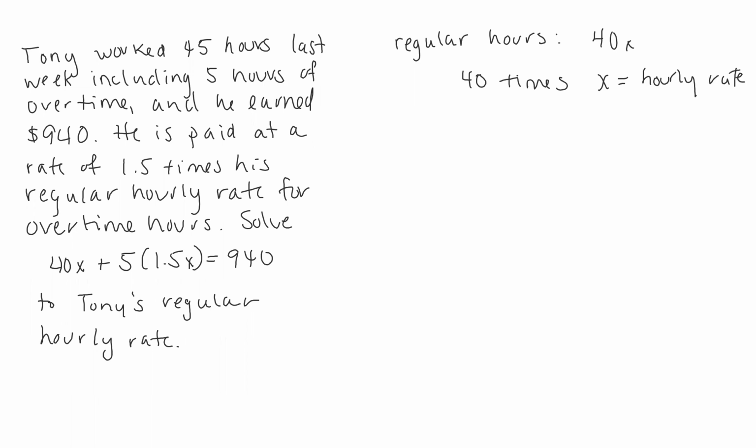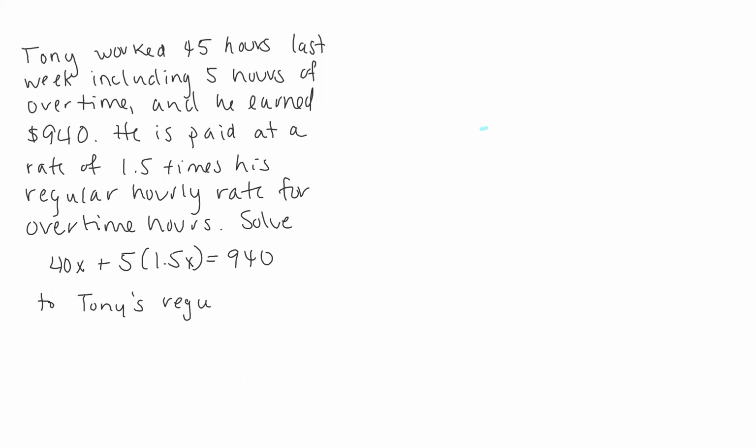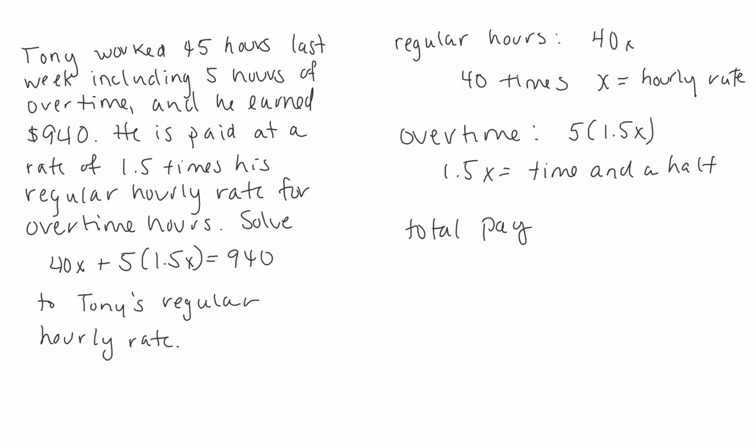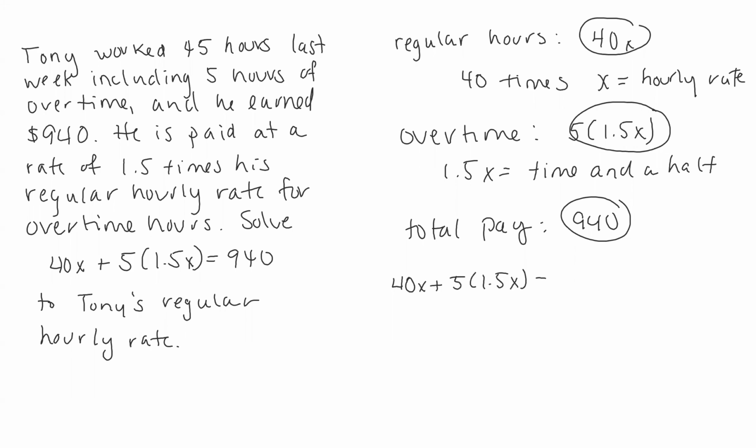Okay. Now we have overtime, which is 5 times 1.5x. 1.5x equals time and a half for 5 hours. And then we have total pay, which is 940. So if you take the regular hours plus the overtime hours and set it equal to 940, that's going to give you Tony's total paycheck. So let's see if we can figure out what x is. So we have 40x plus 5 times 1.5x equals 940. First thing I want to do is the 5 times 1.5x. So that's going to give us 7.5x.